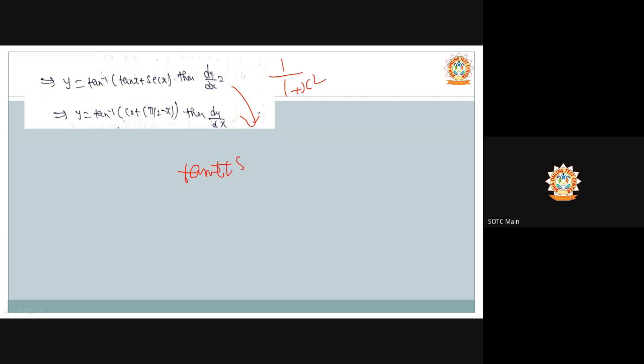Tan x plus secant x is equal to tan of pi by 4 plus x by 2. So substitute this and tell me the answer, what is dy by dx coming? 1 by 2, sir. Very good. 1 by 2, because tan inverse of tan x becomes x. So this is pi by 4 plus x by 2. If you take differentiation of this, pi by 4 is 0. Differentiation of x by 2 is 1 by 2.